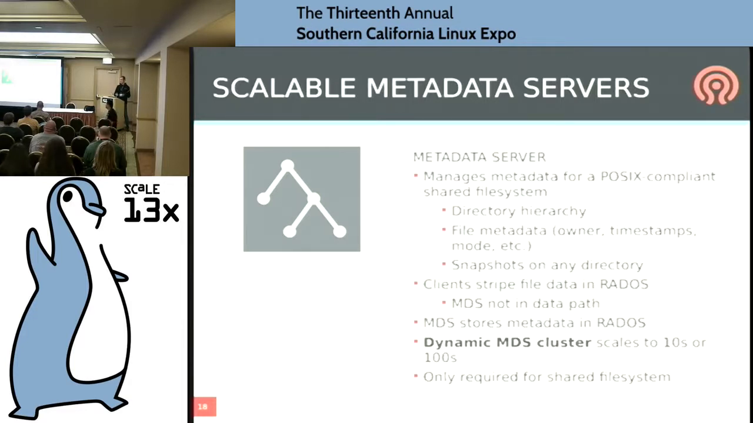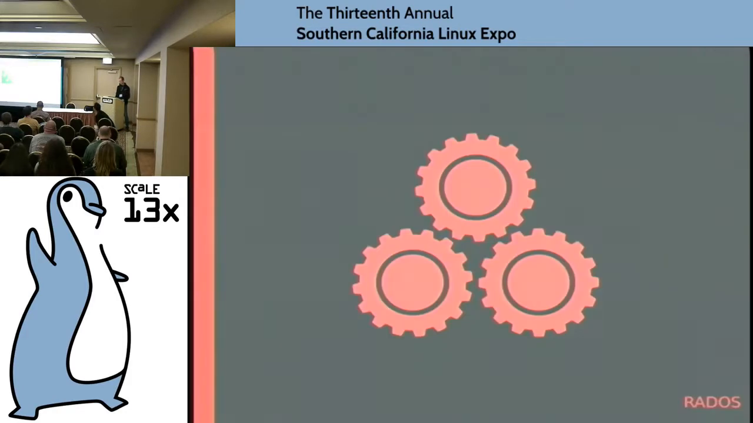And it's a dynamic cluster, so you can have one metadata server, you can have 100, you can have one active, active, active, active, passive, all that good stuff. But it's only needed for that shared file system if you use it.